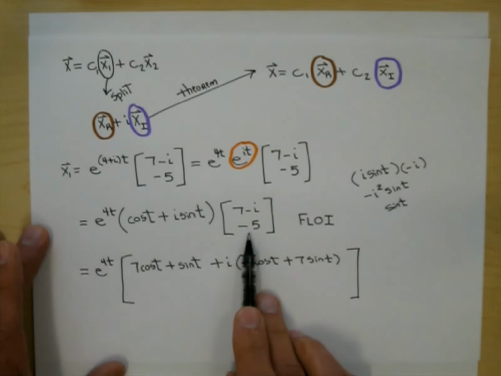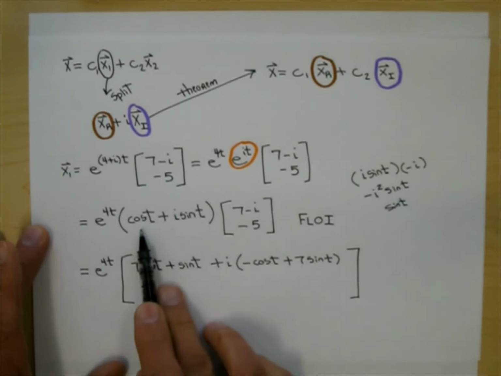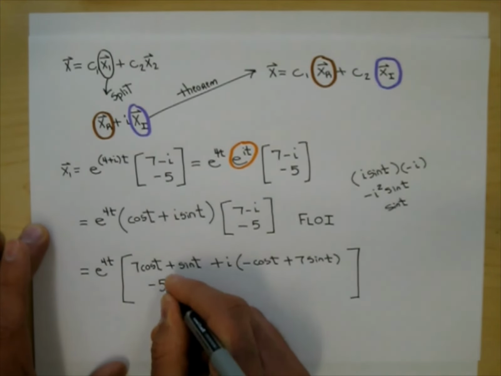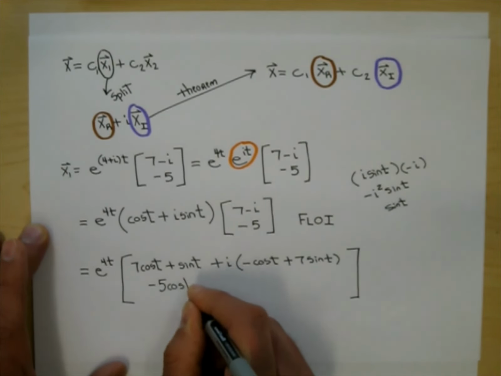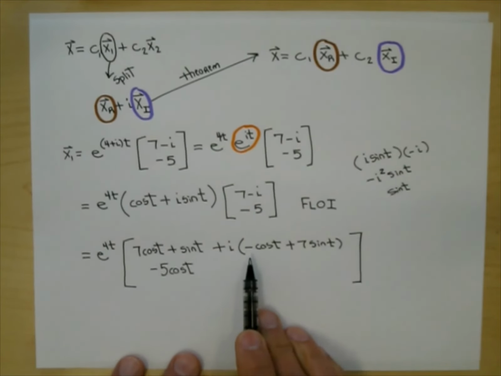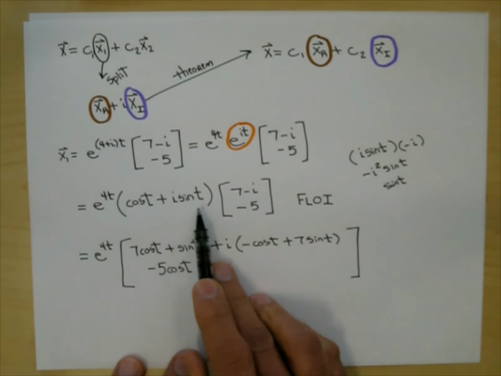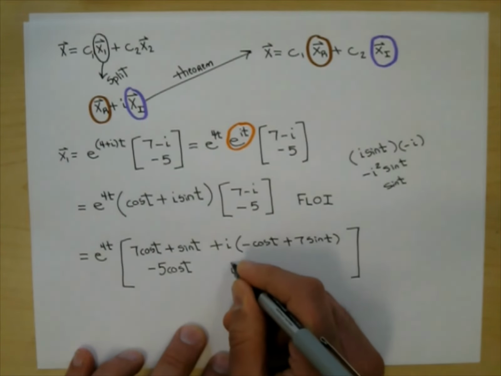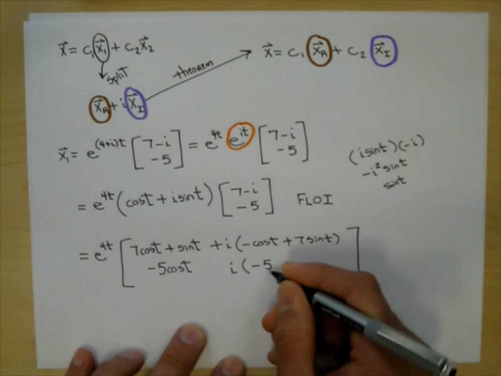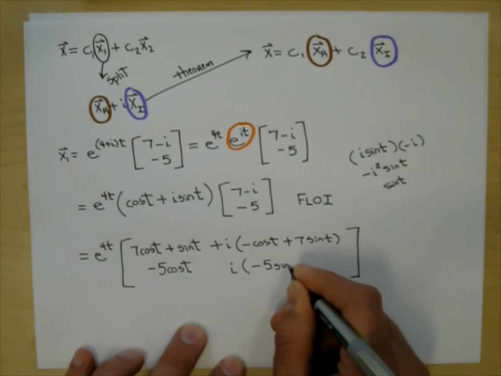I'm going to go ahead and multiply the bottom one now. Negative 5 times this. So negative 5 cosine t. And then we have over here negative 5 i sine t. So I'm going to write it like this: i, and then over here we have negative 5 sine t.